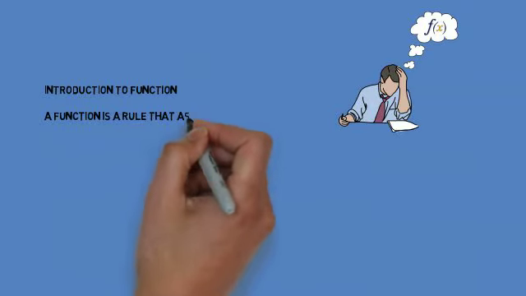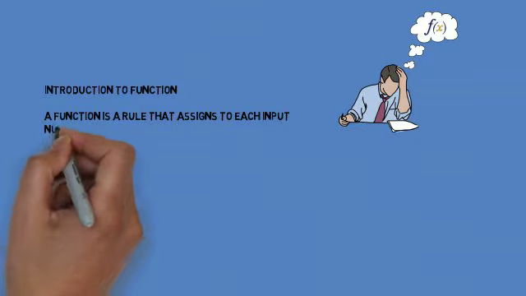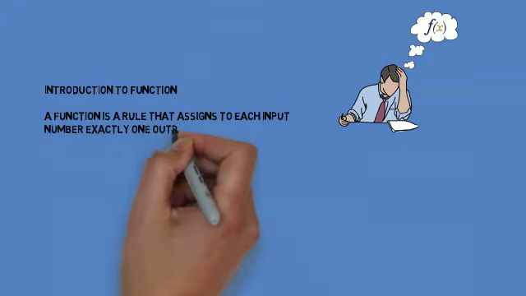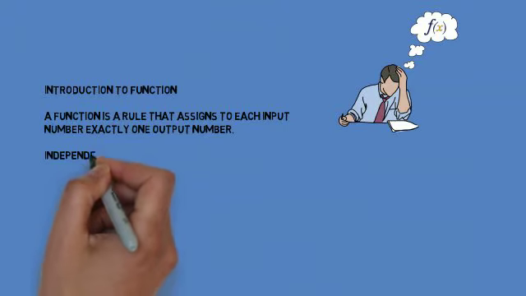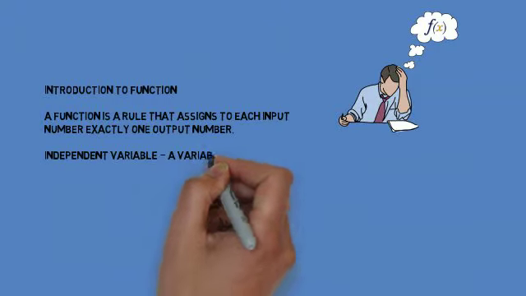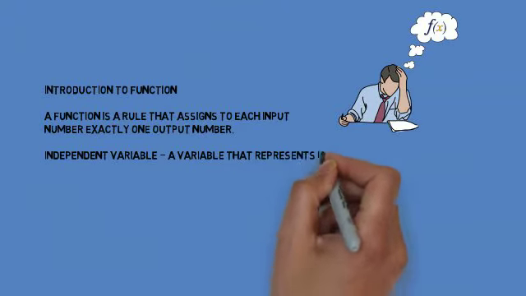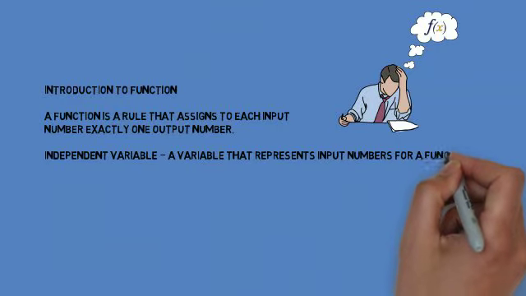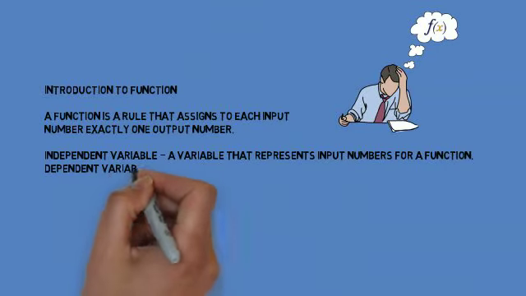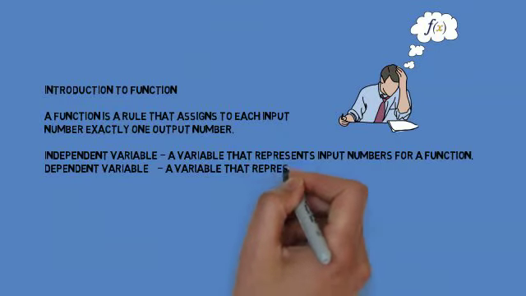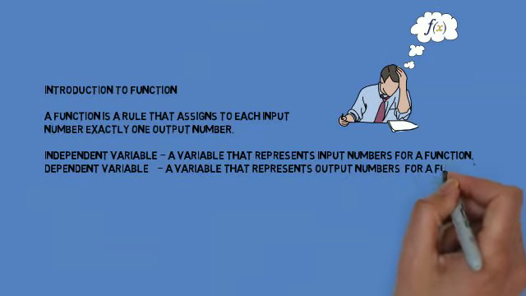Before that, we look at the types of variables. We have two types of variables. Firstly, we have an independent variable, a variable that represents input numbers for a function, that is x. And secondly, we have the dependent variable, a variable that represents output numbers for a function, y.